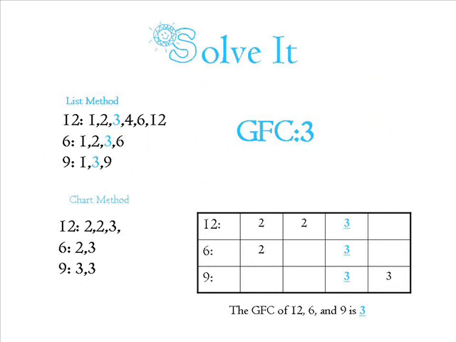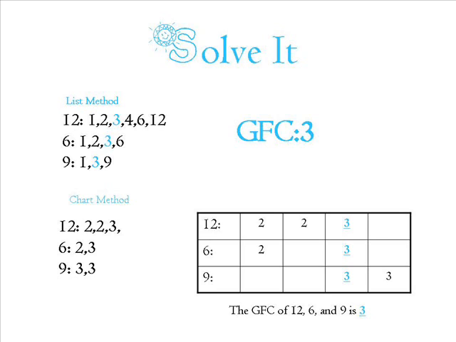Solve it. List method. The factors of 12 are 1, 2, 3, 4, 6, and 12. The factors of 6 are 1, 2, 3, and 6. The factors of 9 are 1, 3, and 9.